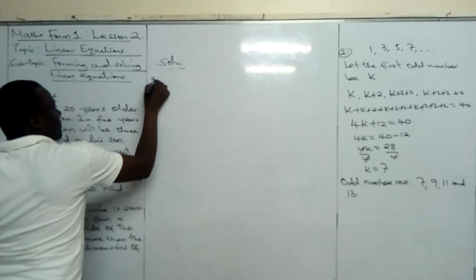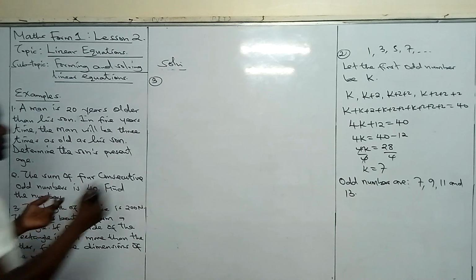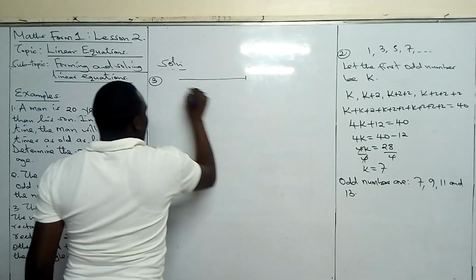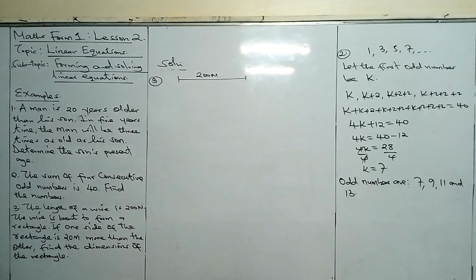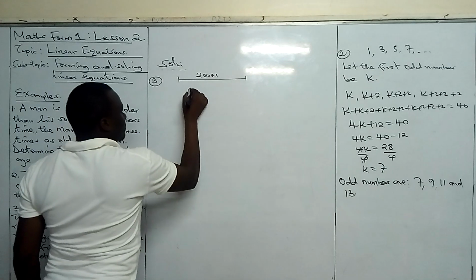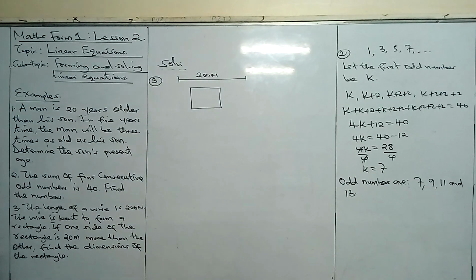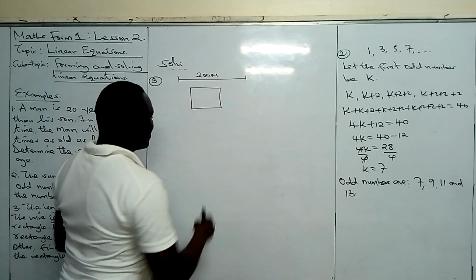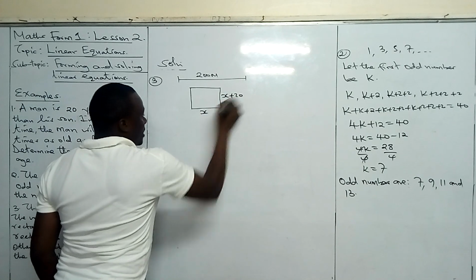Number 3 is saying that the length of a wire is 200 meters. This is the wire we are talking about. It is bent to form a rectangle, whereby one of the sides is 20 meters more than the other. We let the length be x, the width will be x plus 20.